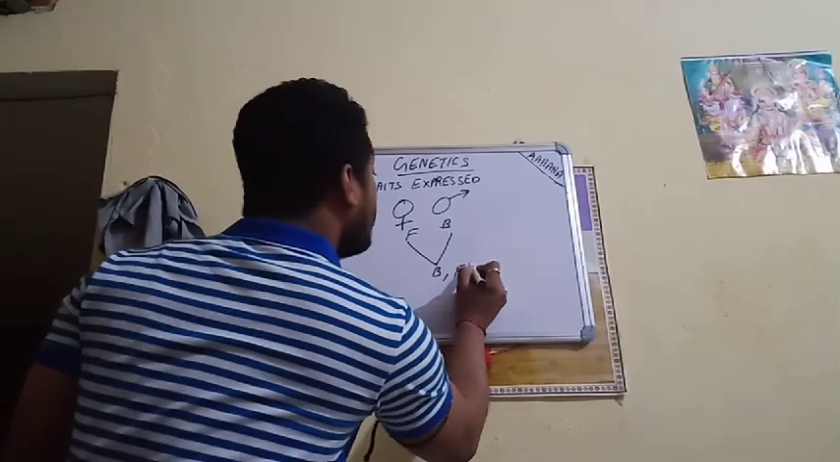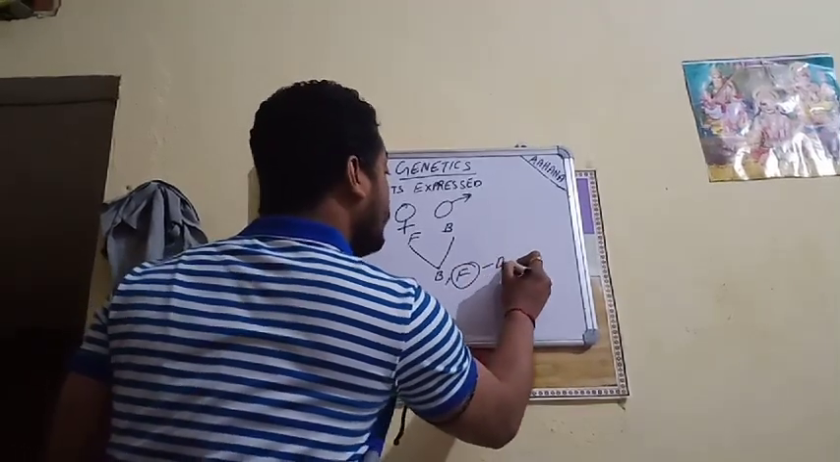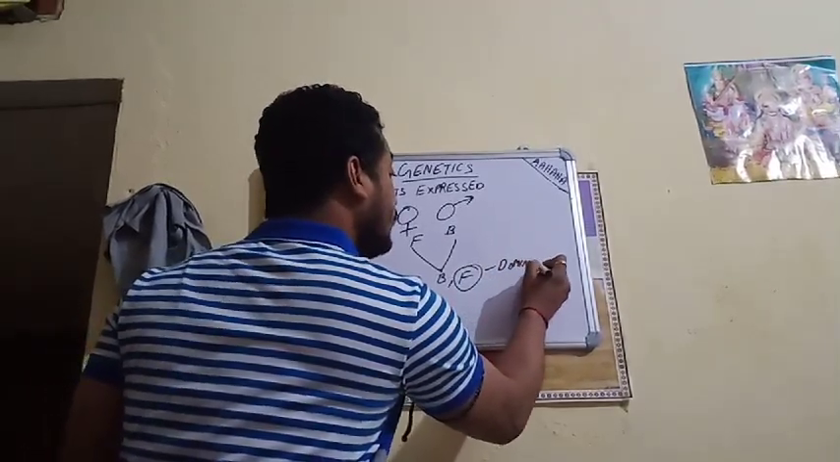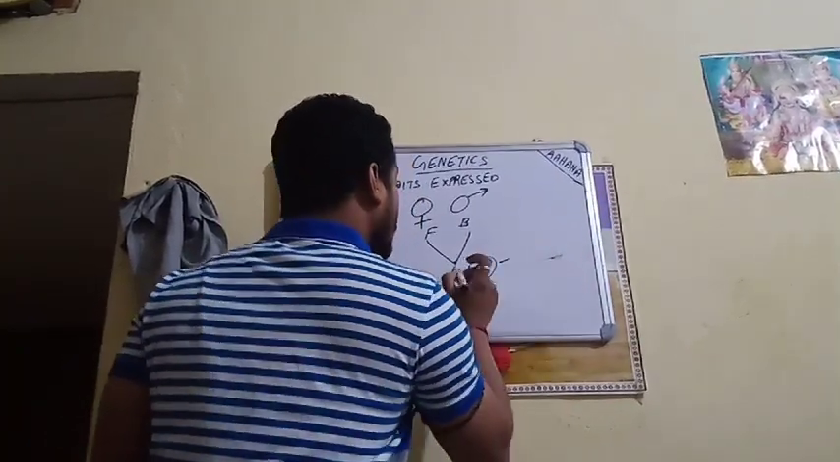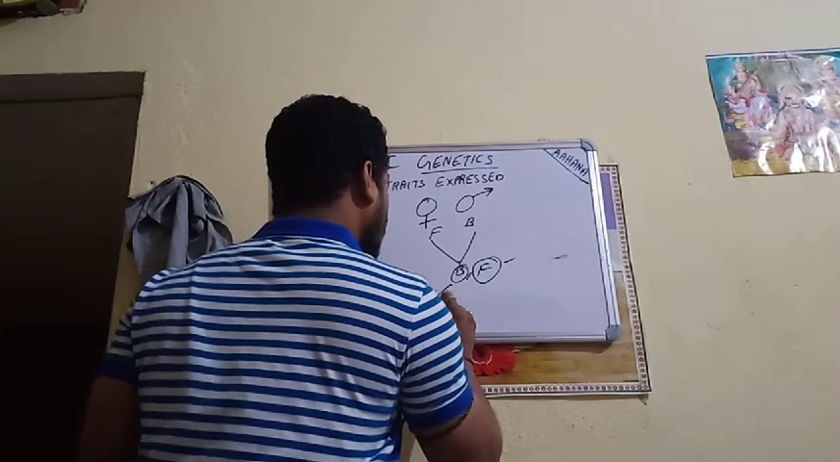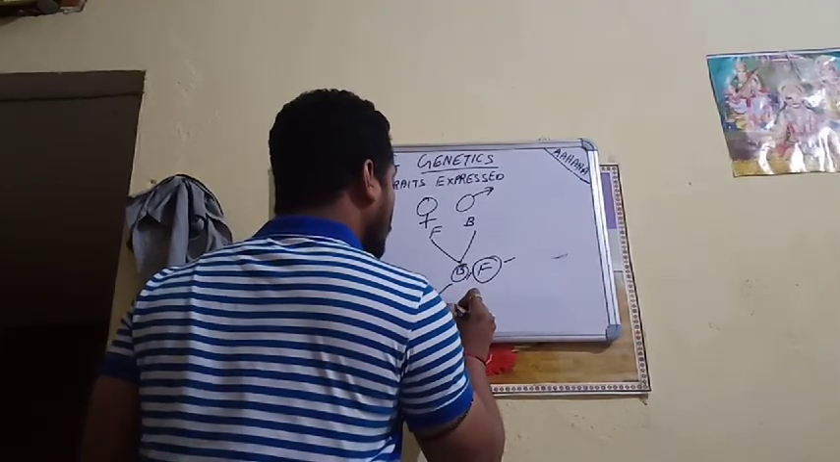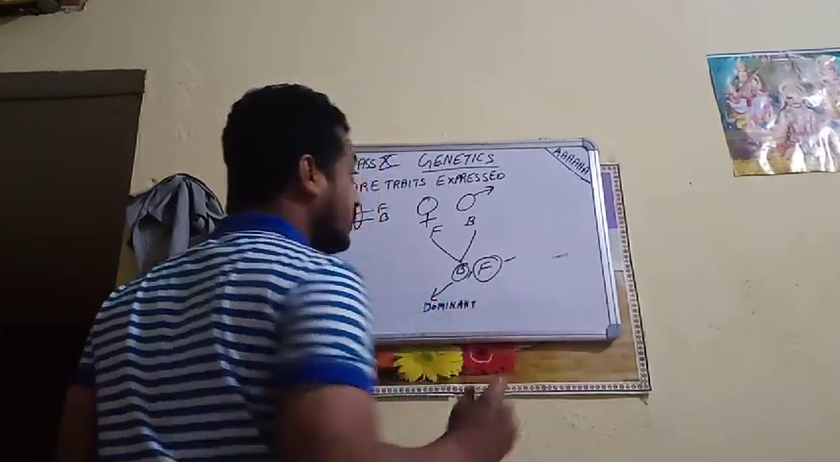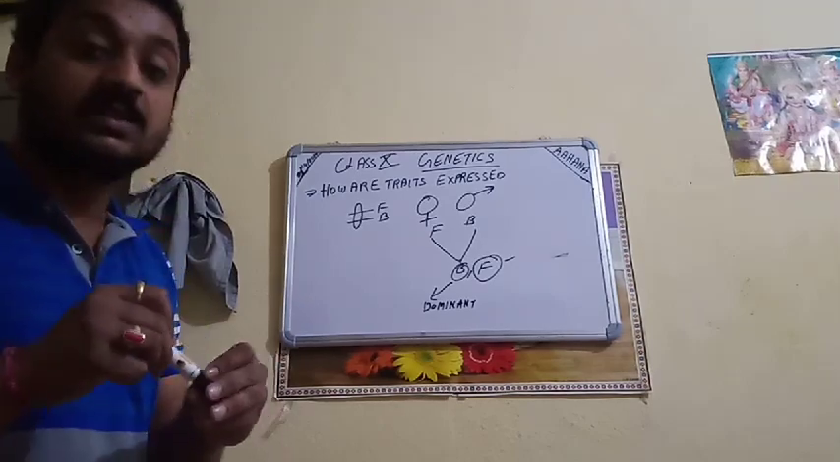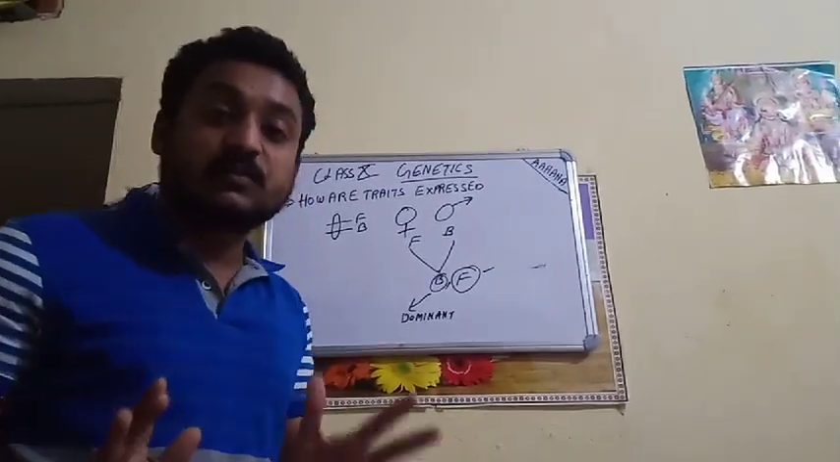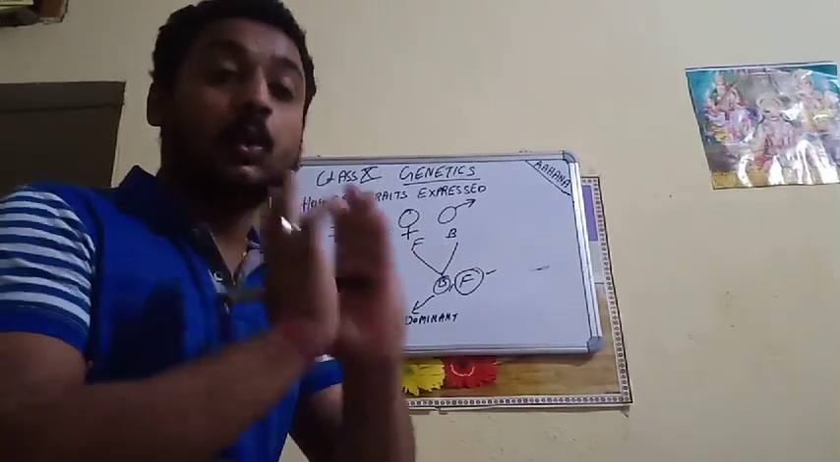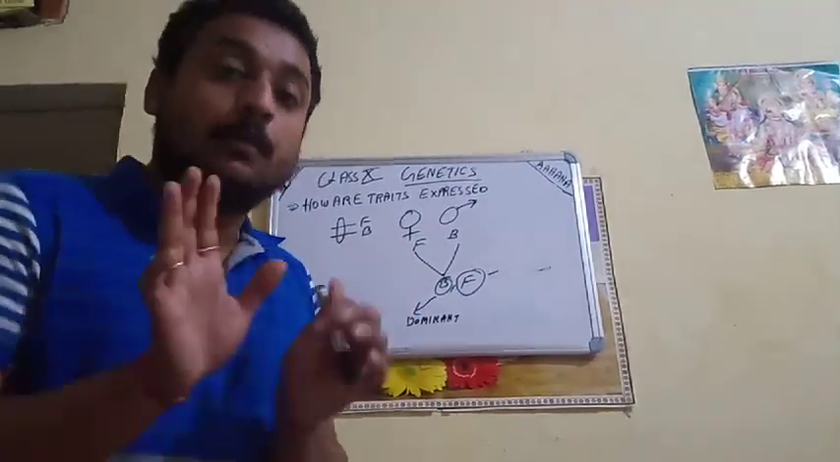Now, if the fair is dominant, the child will be fair. If the fair is not dominant, if the black is dominant, the child will have a black coloration. This is how the traits are expressed. Both the genes from the mother and father will go to the child. As a summary, I am telling you, both the genes.